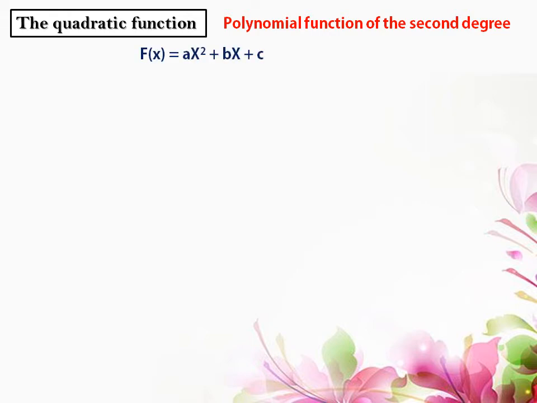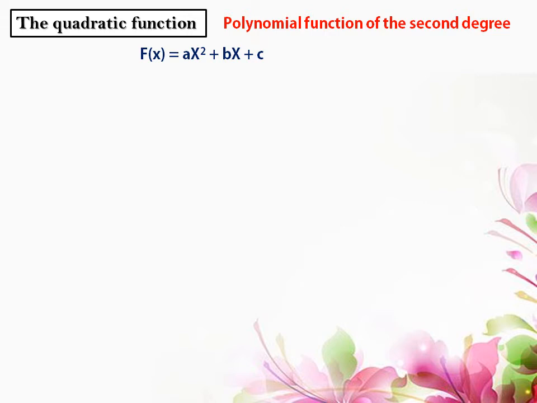We will learn in this session the quadratic function. The quadratic function is a polynomial function of the second degree, has a variable with power 2 or square. The standard form is f of x equals ax power 2 plus bx plus c. A is the coefficient of x square, b the coefficient of x, and c a constant number. A, b, c are numbers, x power 2, x variables. So the standard form: f of x equals ax power 2 plus bx plus c.